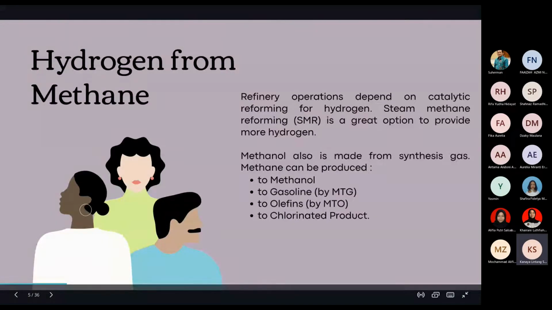Hydrogen from methane. Refinery operation depends on catalytic reforming for hydrogen. Steam methane reforming is a great option to provide more hydrogen. Methanol also is made from synthesis gas and can be converted to gasoline, to olefins, and to chlorinated products.